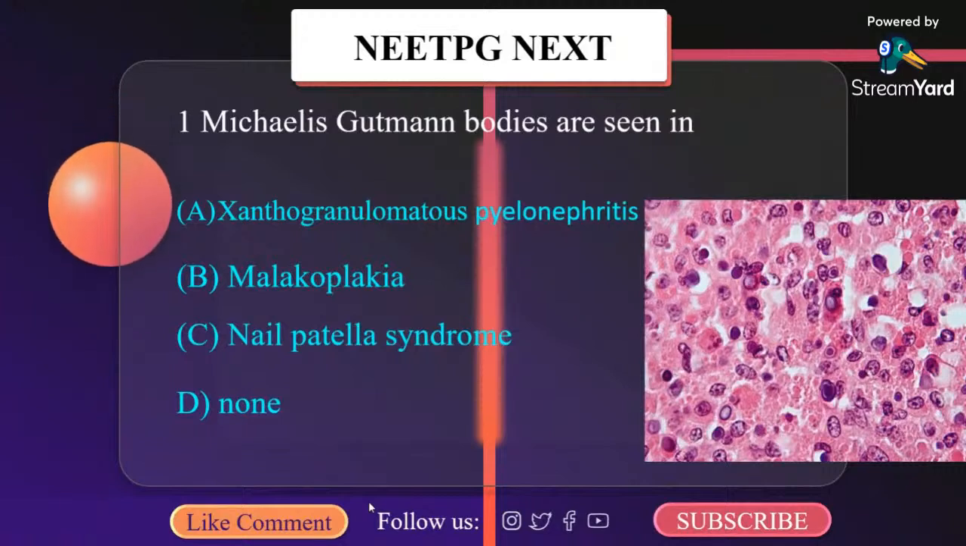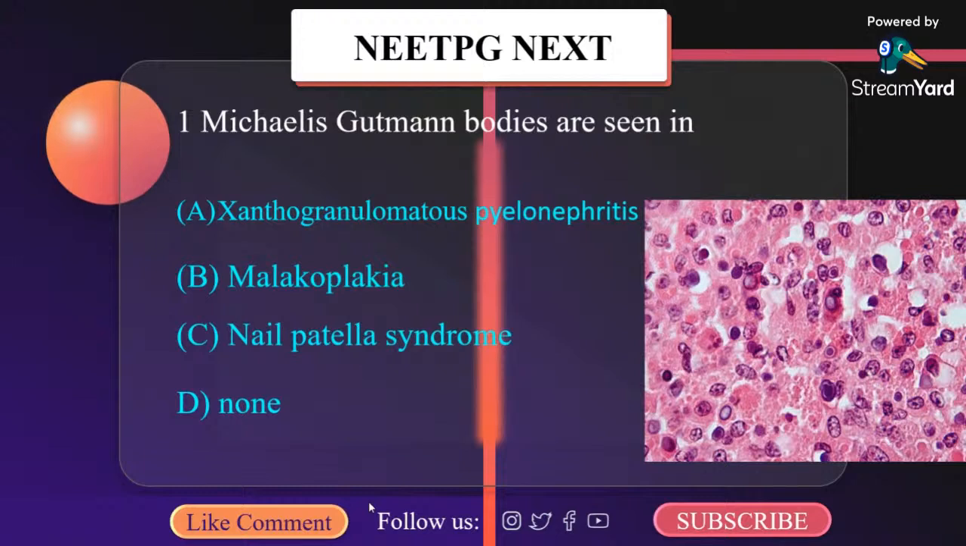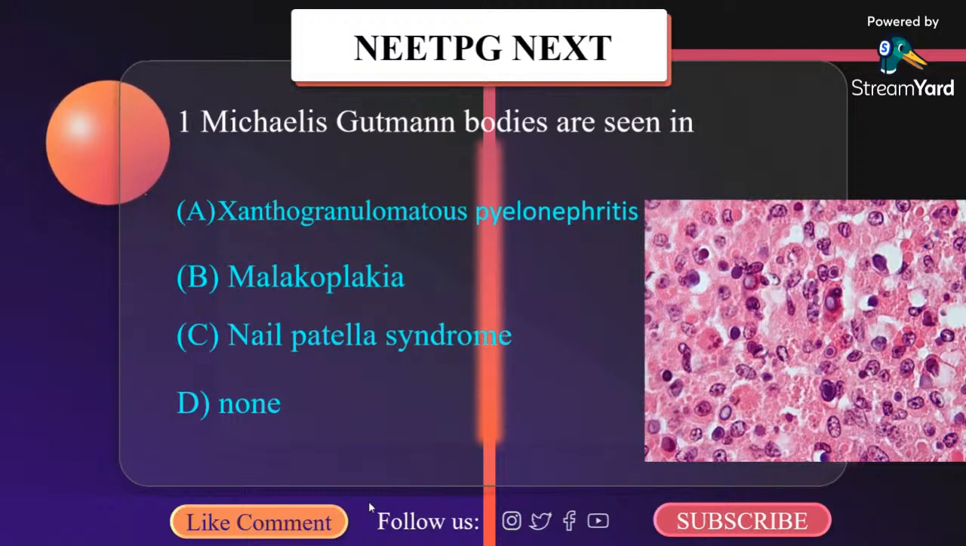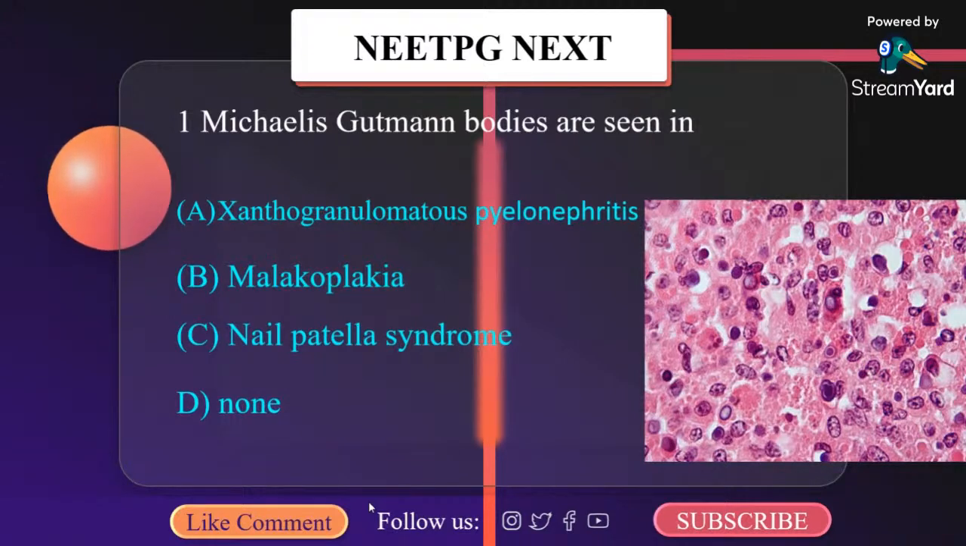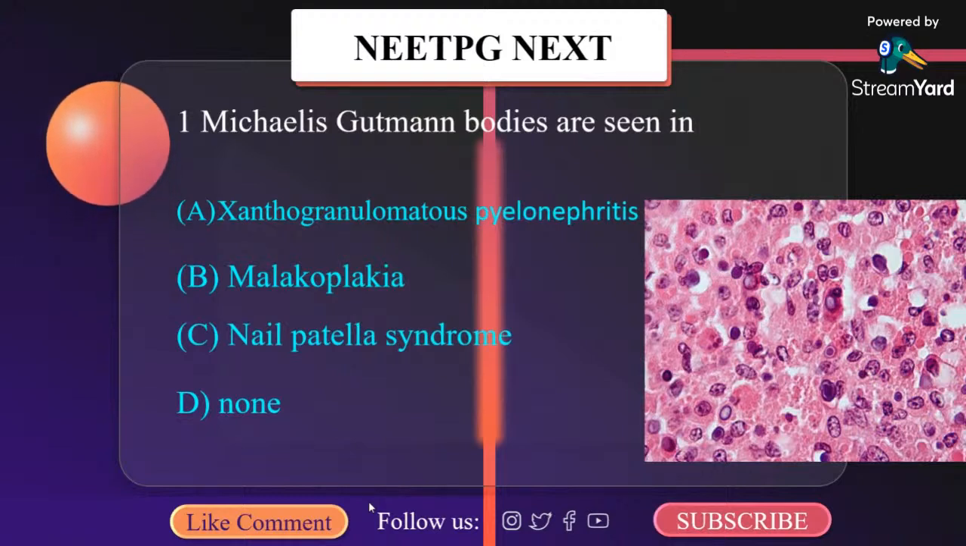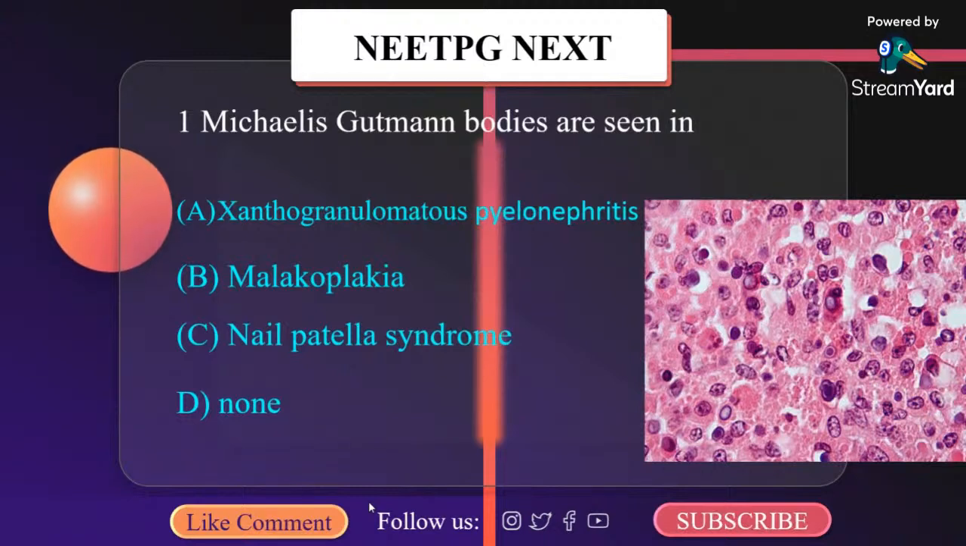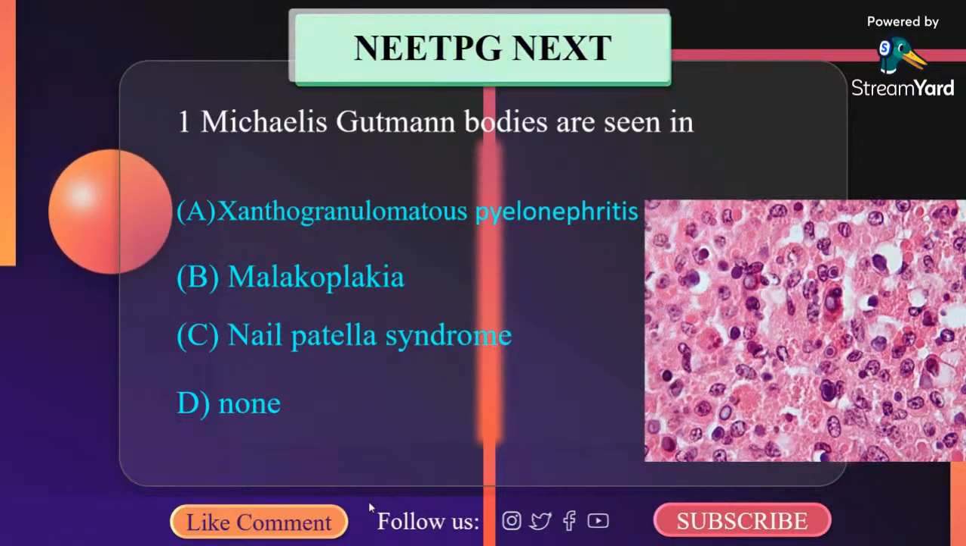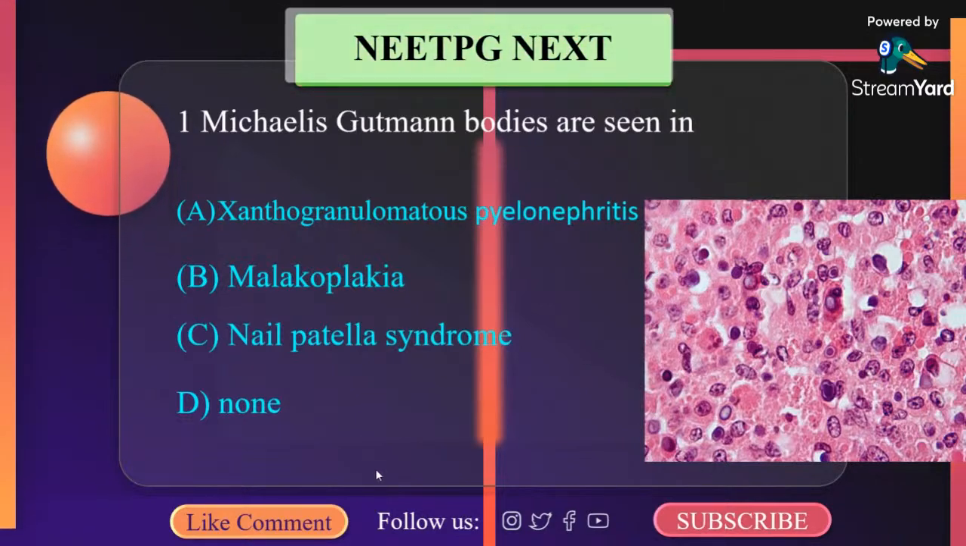Michaelis-Gutmann bodies, you can see in the image very clearly, are seen in A. Xanthogranulomatous pyelonephritis, B. Malakoplakia, C. Nail patella syndrome, D. None. What do you think is the correct answer here?